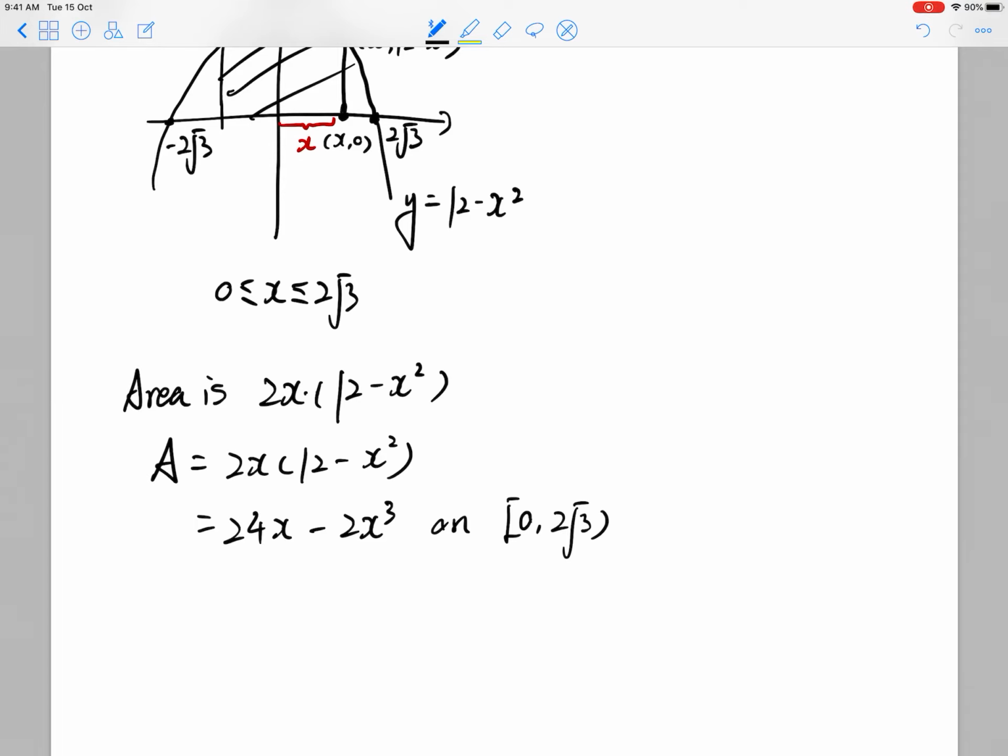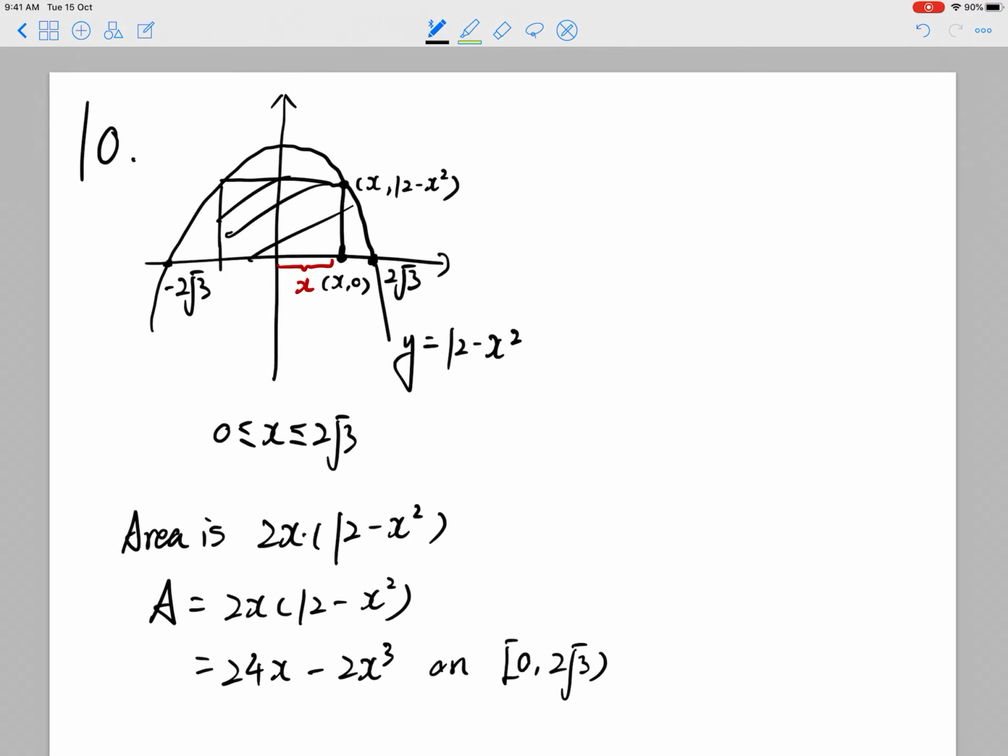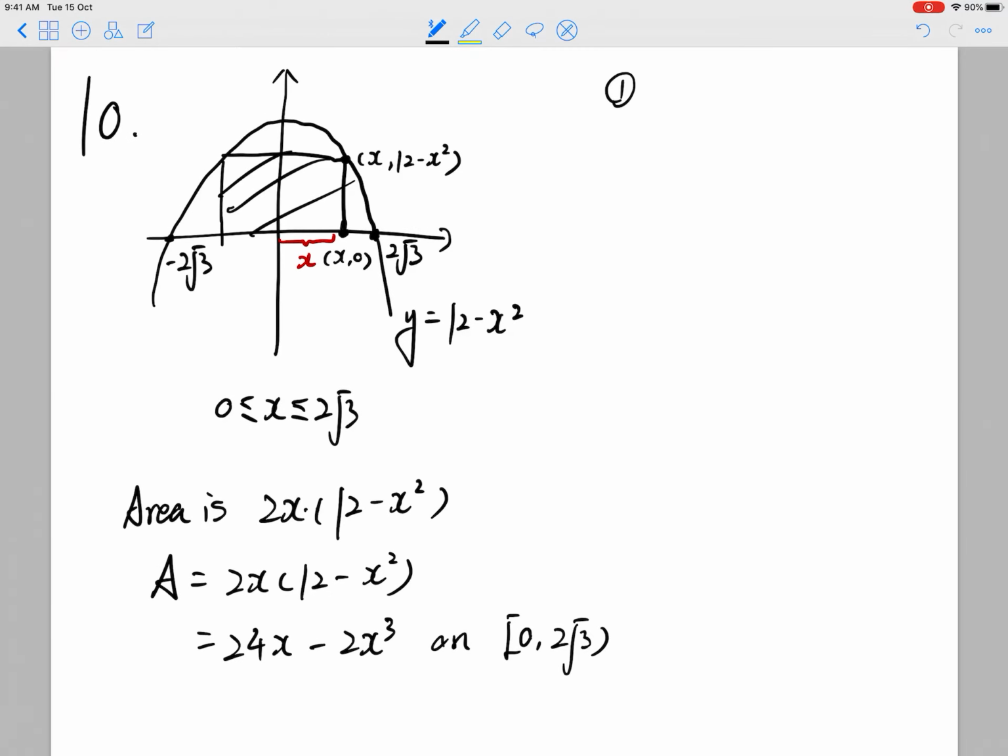So what is the maximum value of this function? Of course first you can figure out the endpoints. What is A(0)? A(0) is 0. A(2 square root of 3) is 0. Okay, then second part, the derivative of A is 24 minus 6x squared.